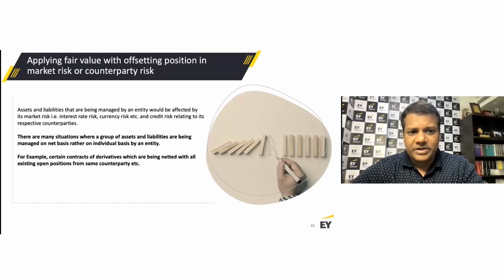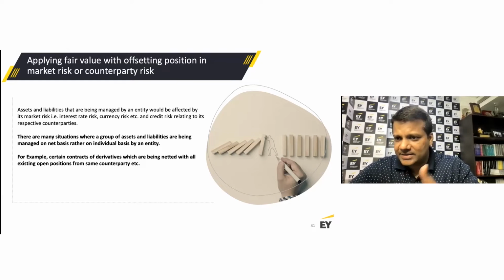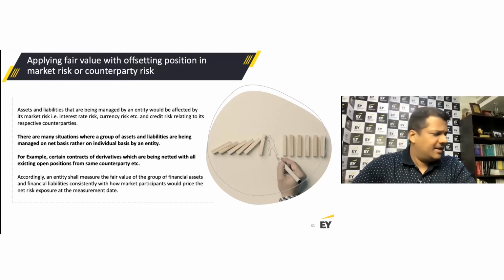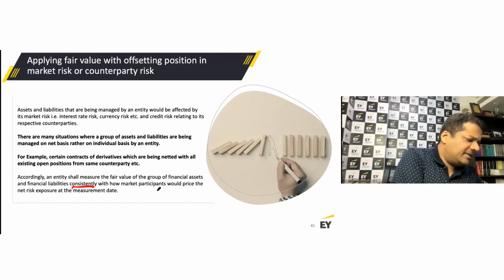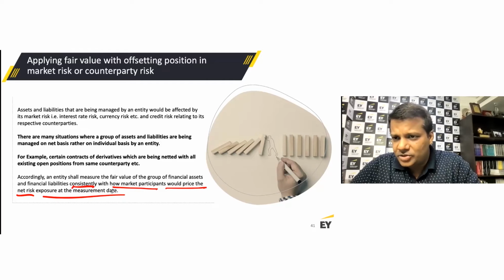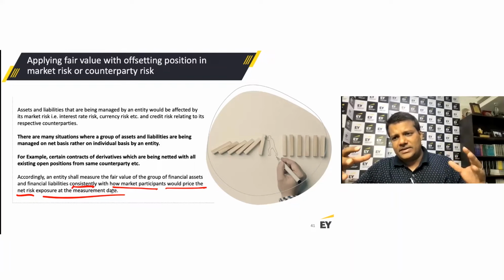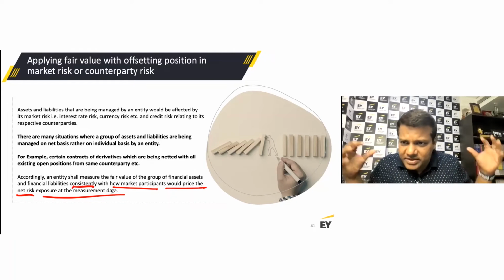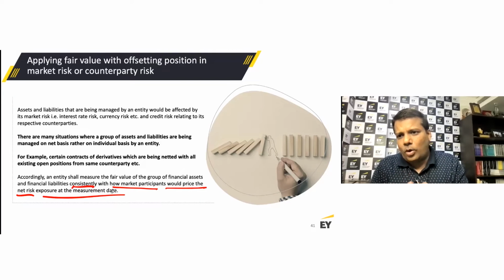Certain derivative contracts are netted with all existing open positions from the same counterparty. That's how you manage your credit risk, for example. So measure the fair value of the group of financial assets and financial liabilities consistently with how a market participant would price the net risk exposure at the measurement date. Remember, we are more driven by marketplace participants and by your risk measurement process, for us to determine whether I should value on a standalone basis, or after factoring in the offsetting risks which I have under these arrangements.